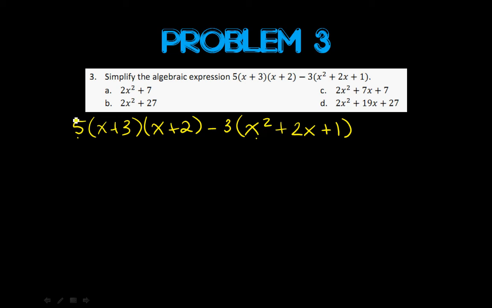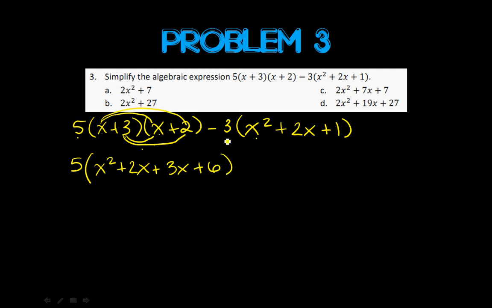Here you have a choice. You could either distribute the 5 in first, or you can do this FOIL with these two parentheses first. I'm going to do the FOIL first. I think that's a little bit simpler if you leave the 5 for last. So 5 is just going to hang out there, and we're going to do FOIL, or distribute. So I distribute this x first. X times x is x squared. X times 2 is 2x. And then I'm going to take this 3 and distribute it out. So we have plus 3x and plus 6. And then I'm just going to copy down the next line and not do anything with it.